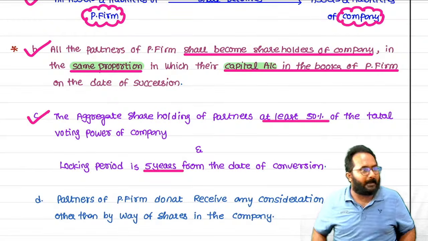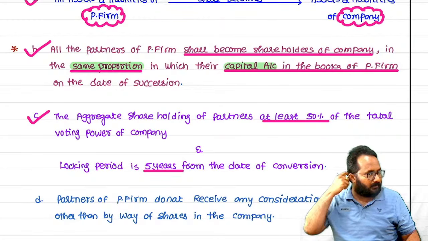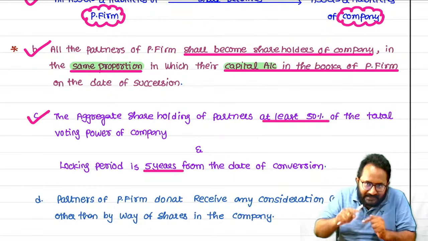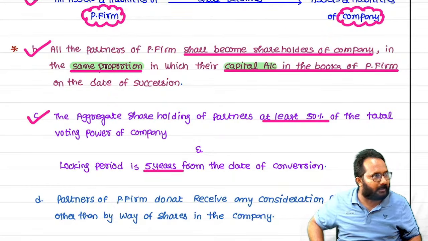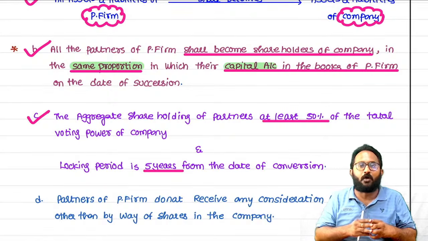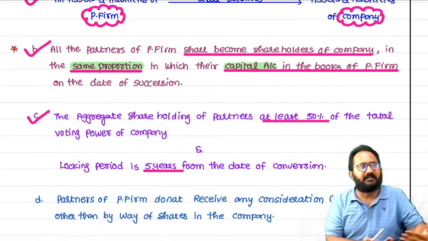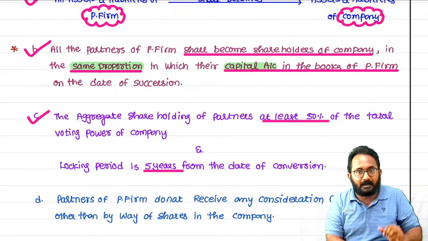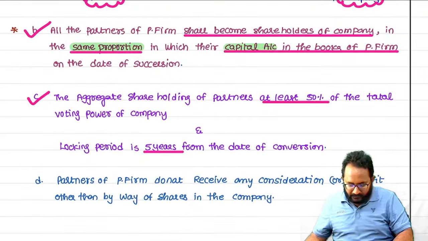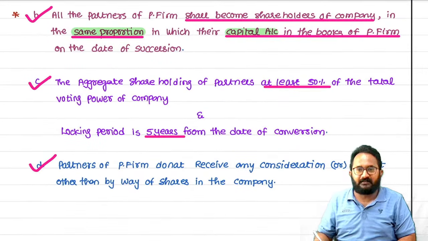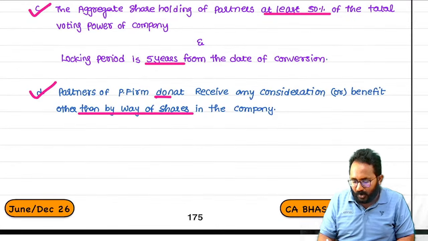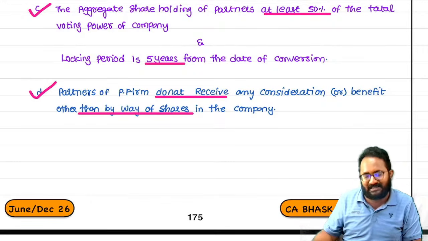Sir, here equal, 1:1:1:1. Okay, how many partners? 5 partners. 5 means every partner contributed 20%. In the same proportion, they are required to become the shareholders of the company. But altogether, they are required to hold how much? 50. The remaining 50, they can give to others also, no problem. But all partners together, how much at least do they need to hold? Next, partners can receive only what? Allotment of shares from the company. They cannot receive any consideration other than shares.